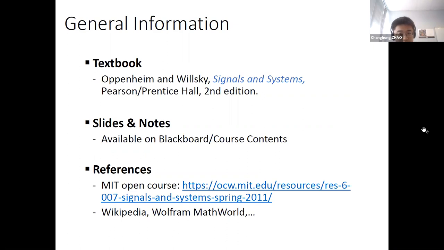So for this class, we will have a textbook, this one, by Oppenheim and Willsky, Signals and Systems, the second edition. I got this one from the CUHK bookstore. There is a Hong Kong version that's much cheaper than the original version in the US. But the textbook is mainly for your extended reading. You can also find useful exercise problems to deepen your knowledge and practice your skills in solving practical problems related to signals and systems. But the most important materials for this course, I would say, are the slides and class notes, which will be available on the Blackboard under the course contents.